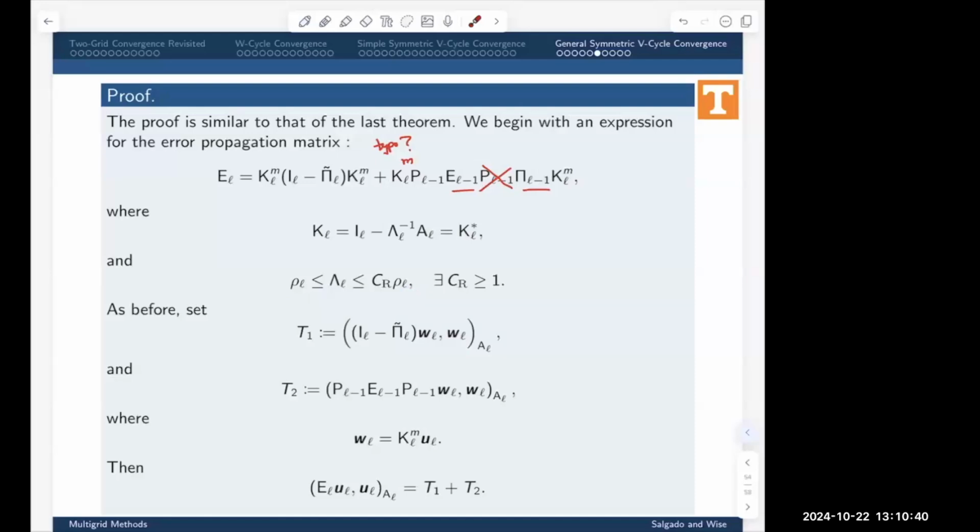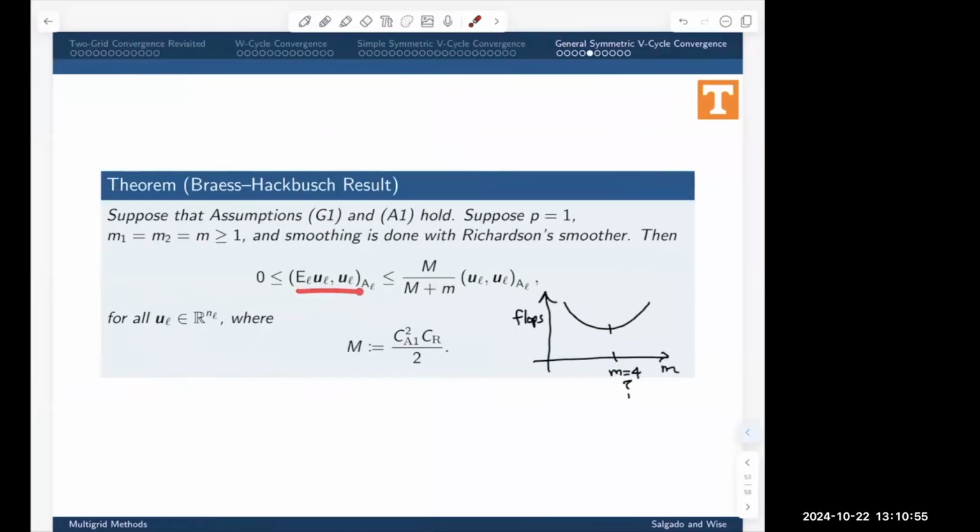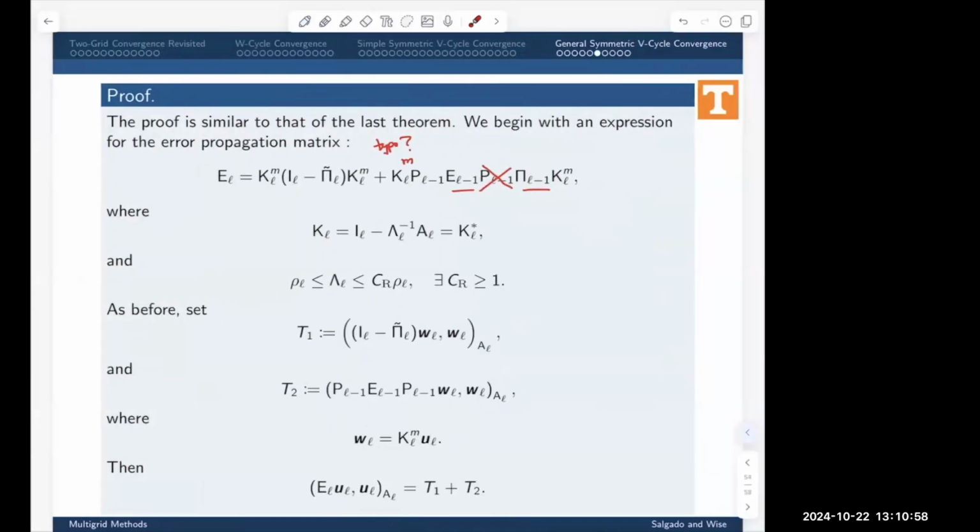As before, we're going to set up two terms, T1 equal to (I_L minus pi_L tilde) W_L. And that's just associated to this term once we compute this and use the fact that this is self-adjoint, so we can move it to the other side. And so we'll quickly get this definition associated to that term, where W_L is equal to K_L mu_L. All right. The other term, T2, is all of this, except that we need to make a correction, right?